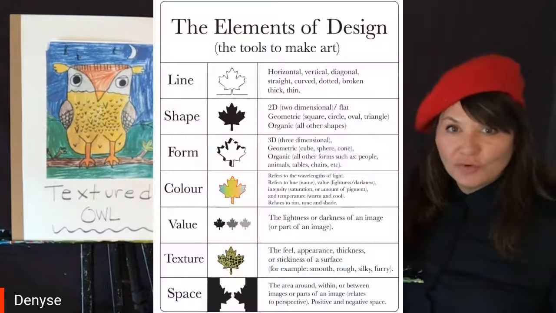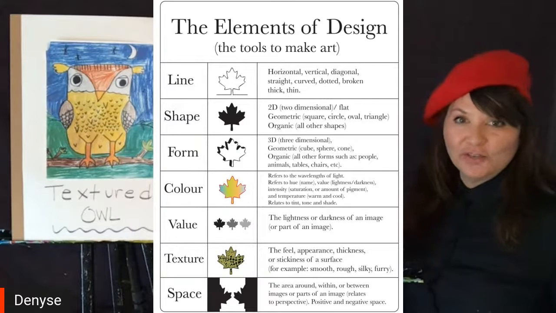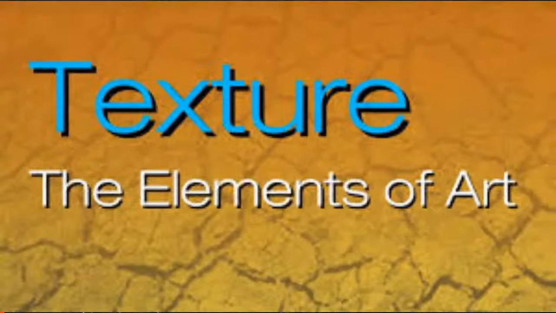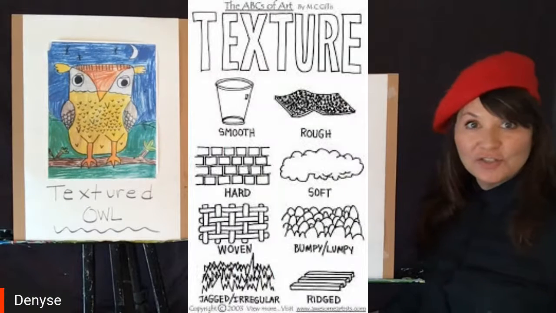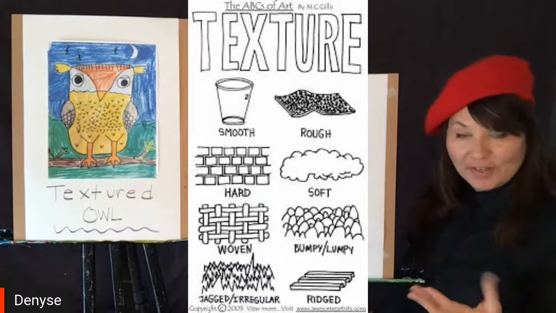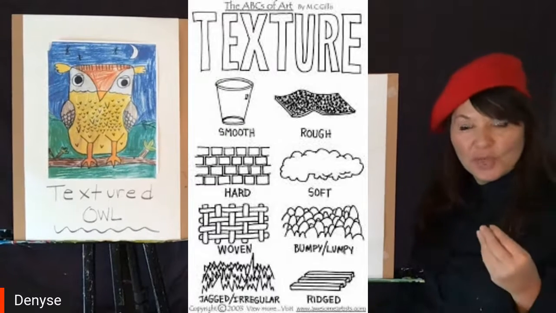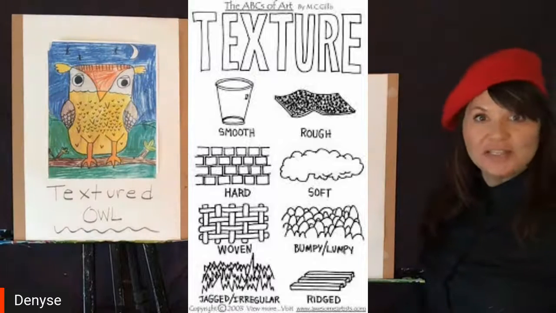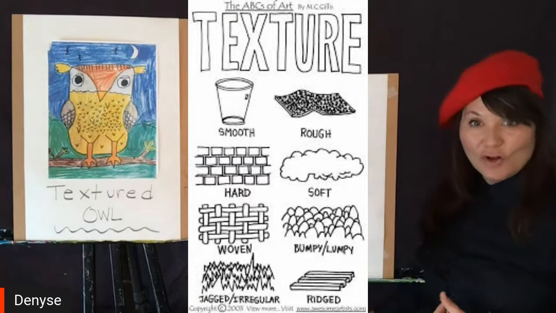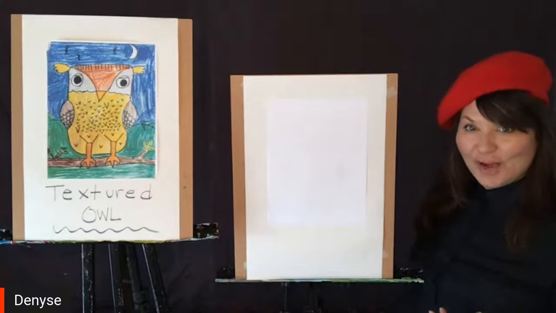I want to show you. Here are the elements of design: line, shape, form, color, value, texture, space. So today we're going to focus on texture, the elements of art. Texture is the way something feels when you touch it, or the illusion, the appearance. So if it's sandpaper, you know how sandpaper is so rough, but how would you create the illusion of sandpaper? So there's an example of how you can draw sandpaper, or something smooth, or something hard, or something fuzzy and soft. And today we're going to focus on a fluffy owl, right?